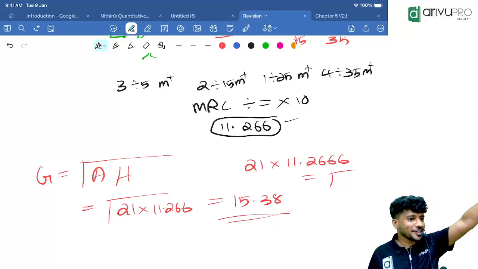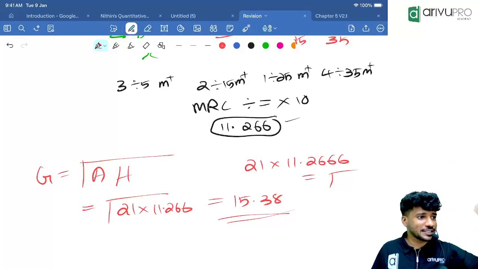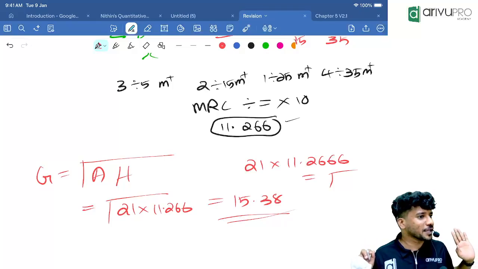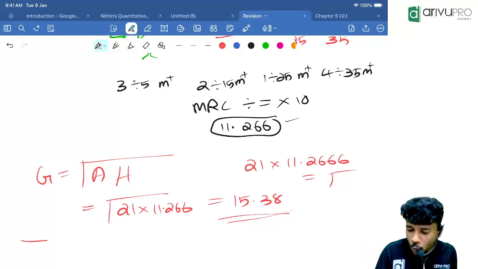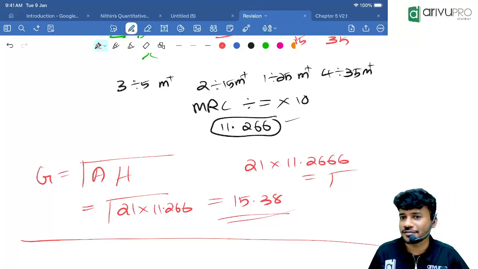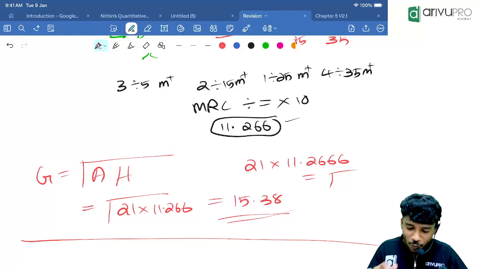Understood? Got it? This way also you can find. If you completely forgot GM, you can find HM and AM, take the geometric mean of it, you will get the answer. So we have done the basics. What have we done? We have found the mean. Then what is the next one, people?